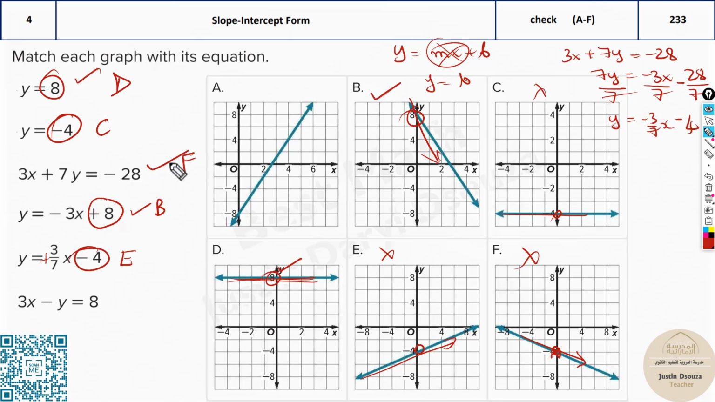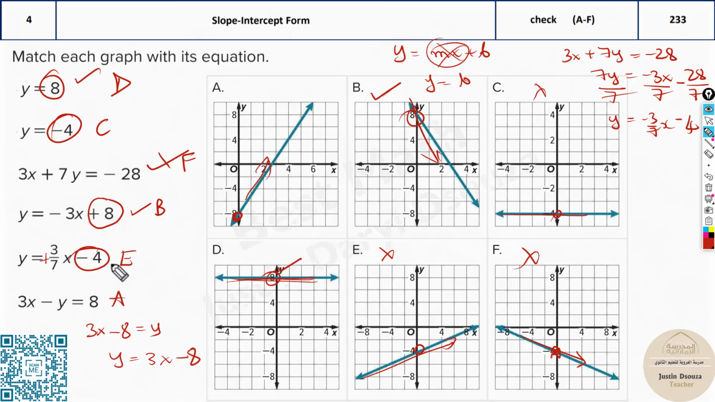So this is F. I put a cross over here. Lastly, we have one remaining, but let's solve it. I will take y to the other side and make it positive. 3x, minus 8 is equal to y, or y is equal to 3x minus 8. So where do we have minus 8? That's over here. Negative 8. And then it goes upwards, yes, because the slope is positive, so this is A.